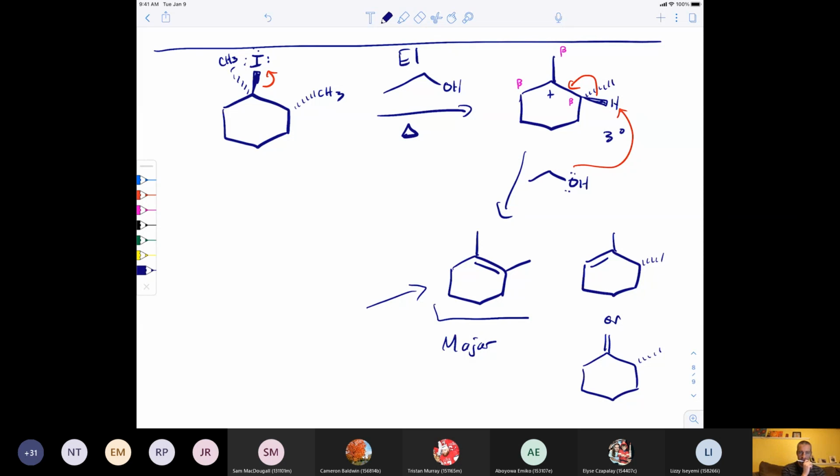Few people have hands up. Yeah. Zaitsev, yeah, more stable. It's tetra, good. Everyone's on board with this one. This one's tri, and this one's gem di. Good. Tetra is the most stable one. This is going to be a Zaitsev because it's not E2 with a bulky base. Cool.